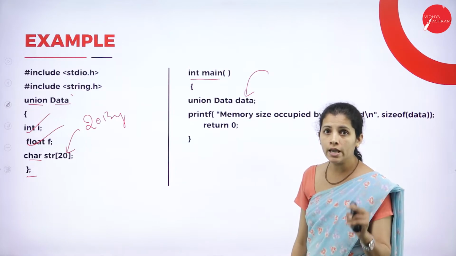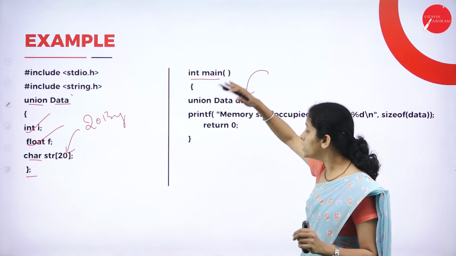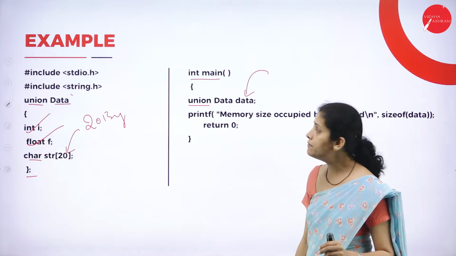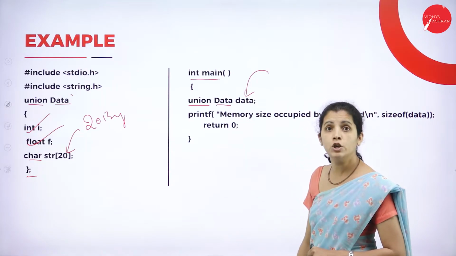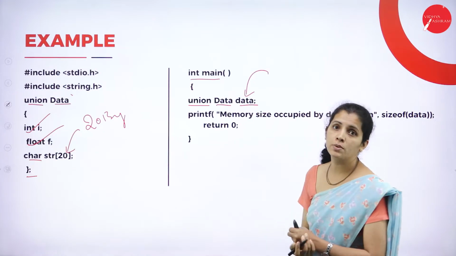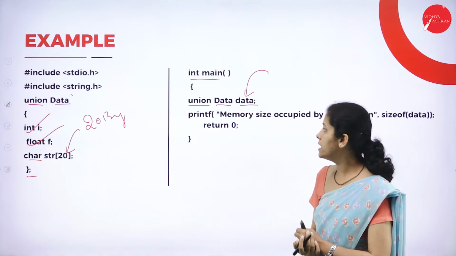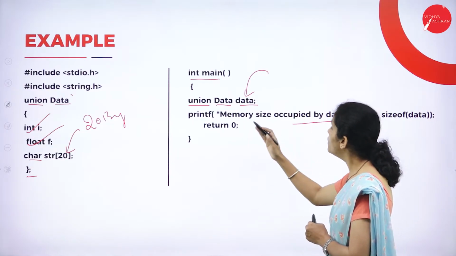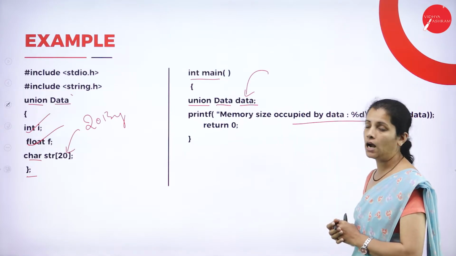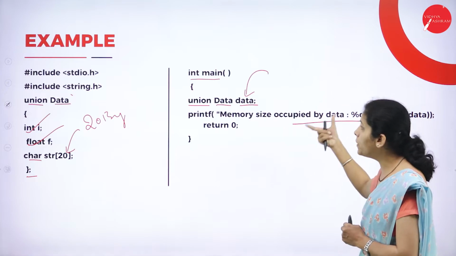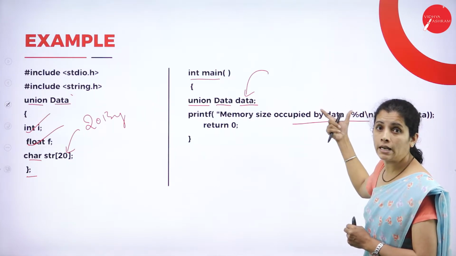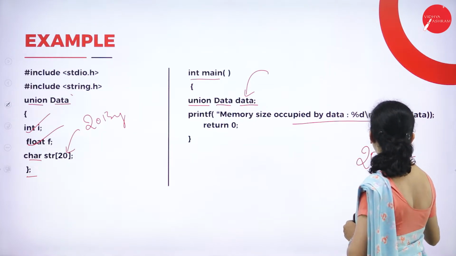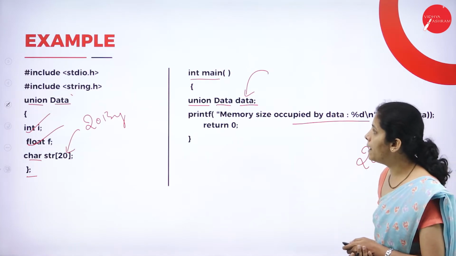Suppose I'm going to create a union variable within the main program. First I write the union keyword, along with that the union name, and along with that the union variable name. Now I'm going to print the memory size occupied by data. What is the memory size occupied by the union data? It is 20 bytes, so I'm going to get the output that it is 20 bytes.